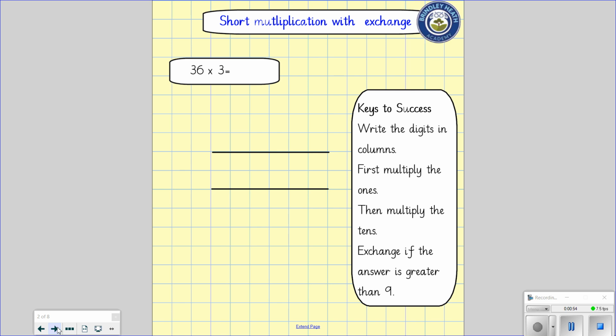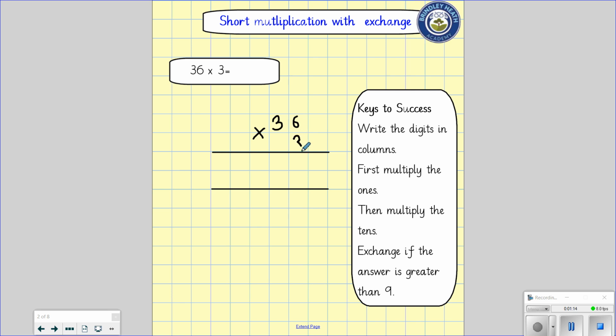The next calculation that I'm going to have a look at is short multiplication involving an exchange. Remember, the exchange happens if the answer in the column is greater than 9. So the calculation I'm looking at this time is 36 multiplied by 3.